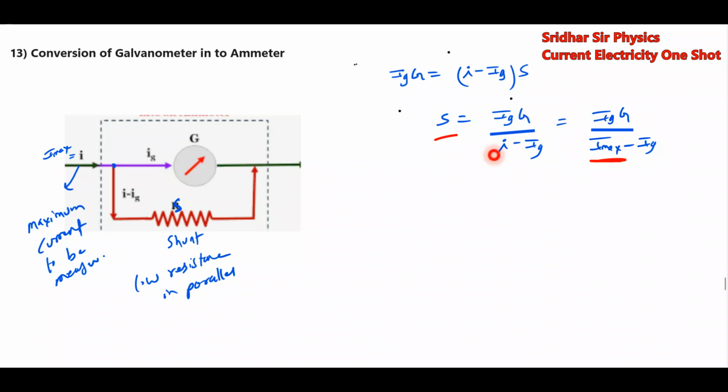There is one formula which you have to remember to convert the galvanometer into an ammeter. You have to connect a low resistance in parallel. Then the resistance will be given by this particular formula.